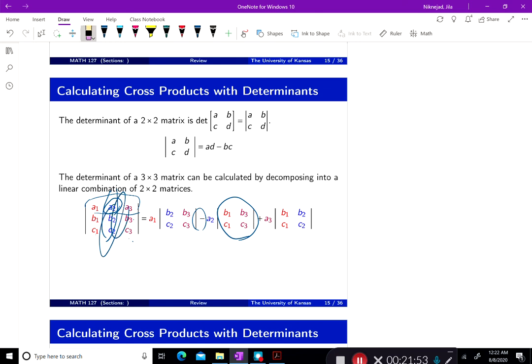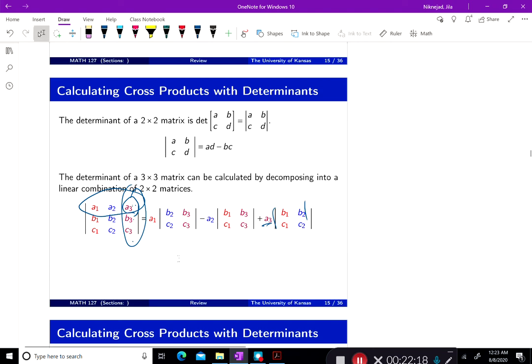Now, what about the last one? The last one is the last entry over here, and you eliminate the elements in the row and column, and what is left is B1, B2, C1, and C2. You find the determinant of that, and you multiply it by A3, which is that element.